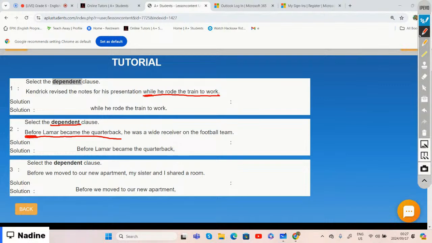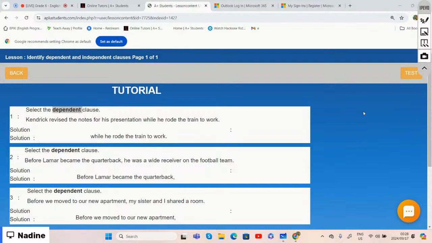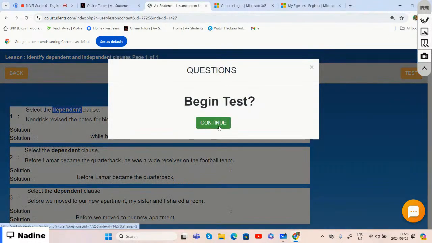And if we identify our dependent clause within that sentence, remember, it starts with a subordinating conjunction. And then we can say it is before we moved to our new apartment. My sister and I shared a room. So well done. So now we're going to identify dependent and independent clauses within our test.